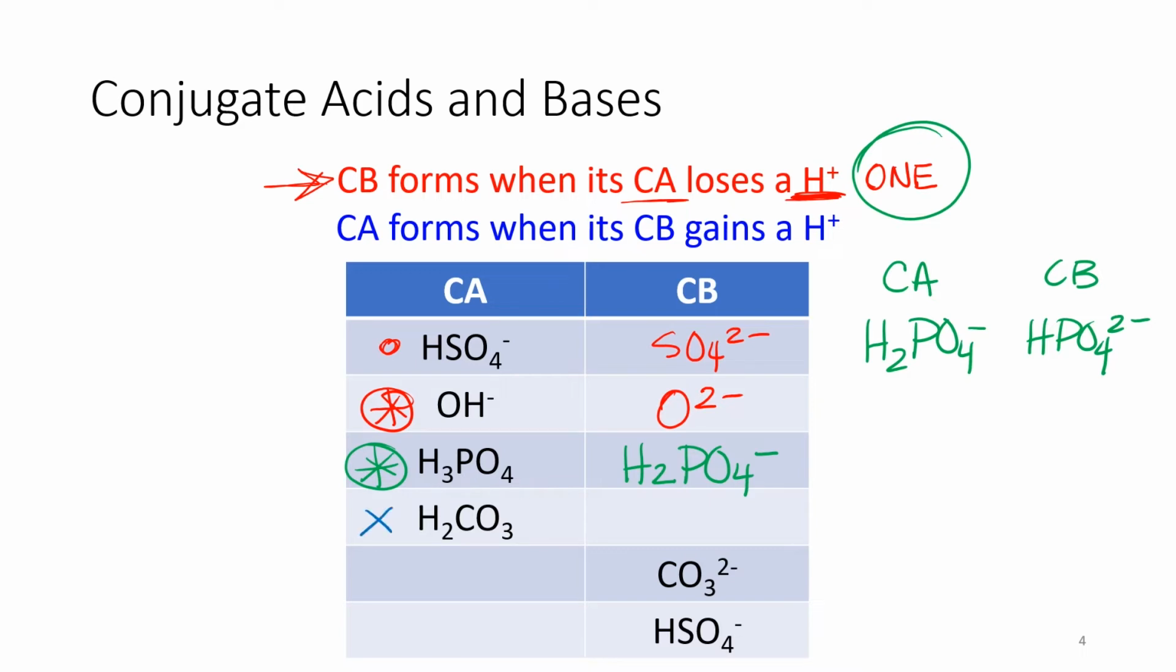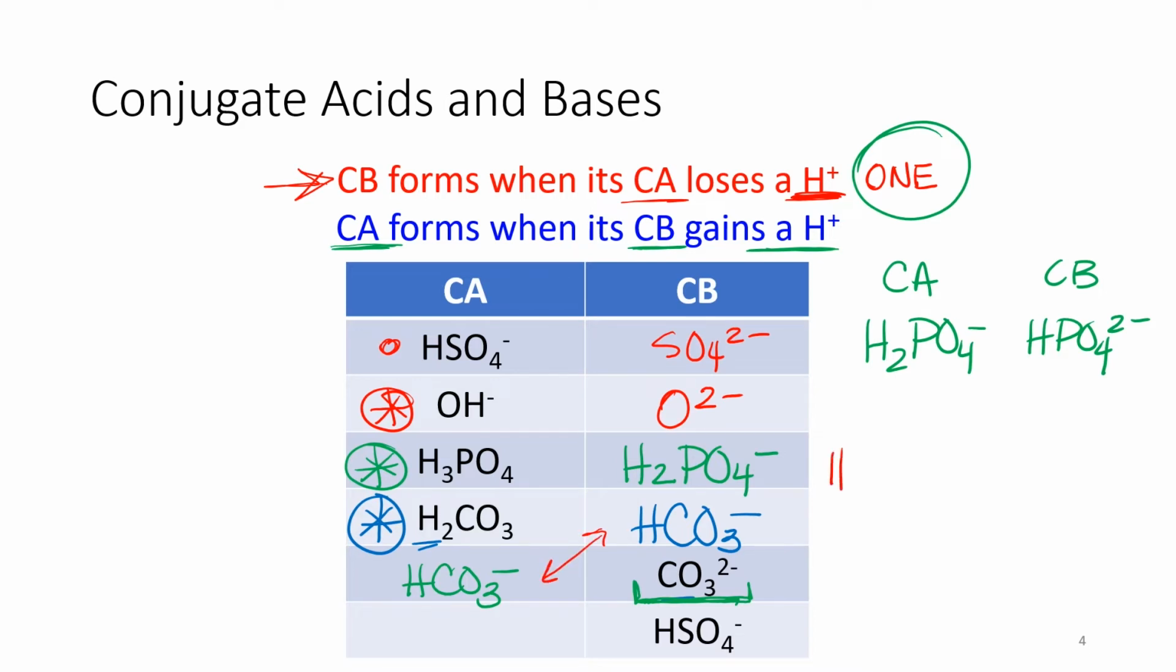The next one, carbonic acid. We're going to lose a proton, HCO3 minus. It becomes bicarbonate. Well, bicarbonate can lose one and become this. So let's go the other way. If people are saying that carbonate is your conjugate base, the conjugate acid forms when the conjugate base gains an H+. So HCO3 minus. Notice that connection.